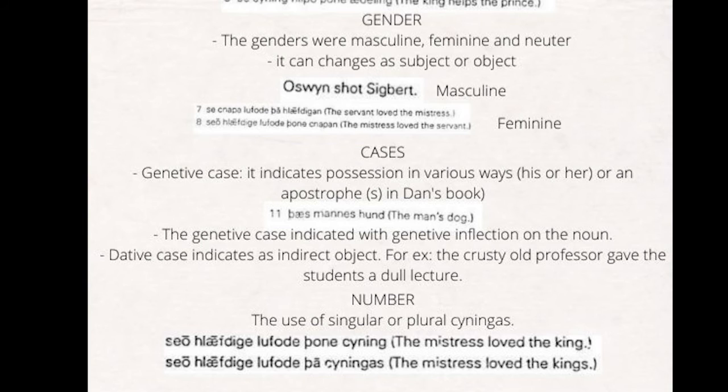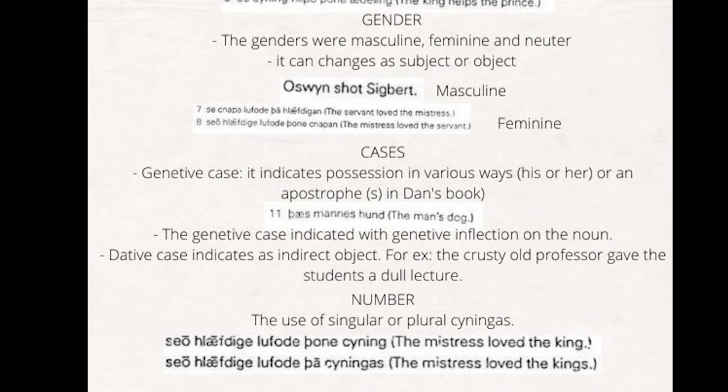The second one is the dative case. It indicates the indirect object. For the example, the crusty old professor gave the students a dull lecture. The crusty old professor is the subject, gave is the verb, the students is the indirect object, and the lecture is the direct object.